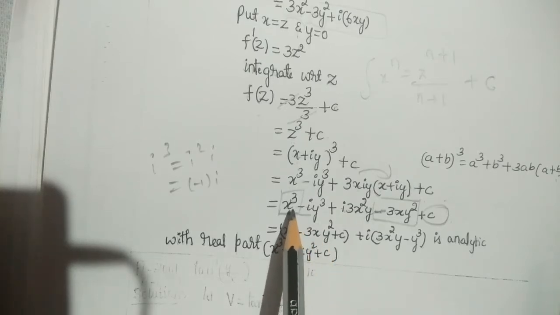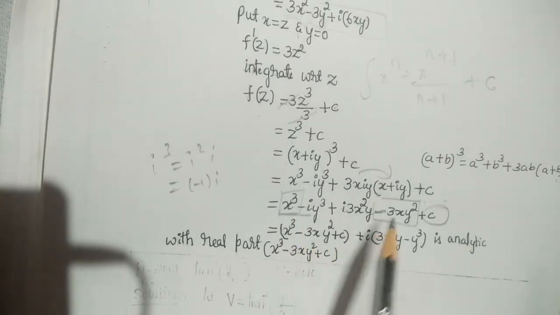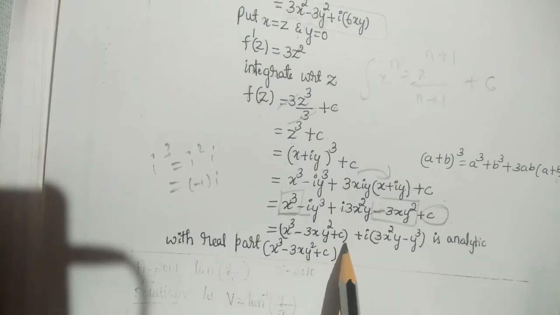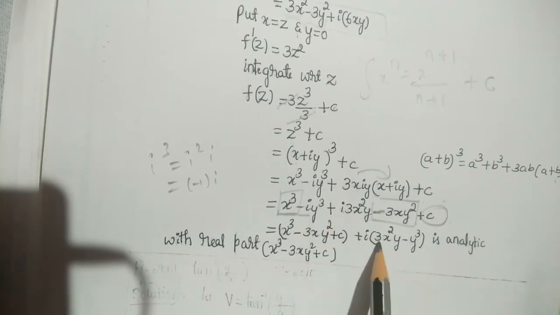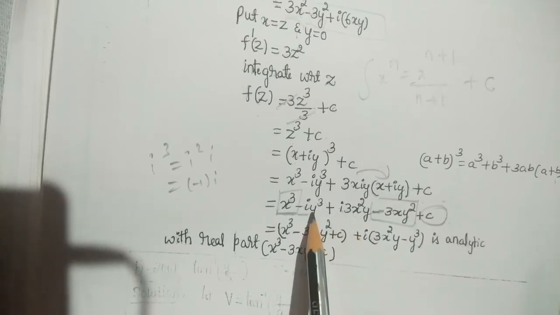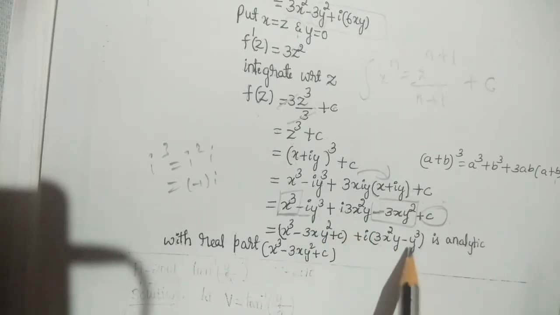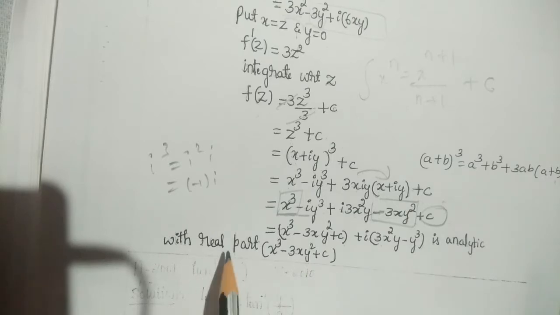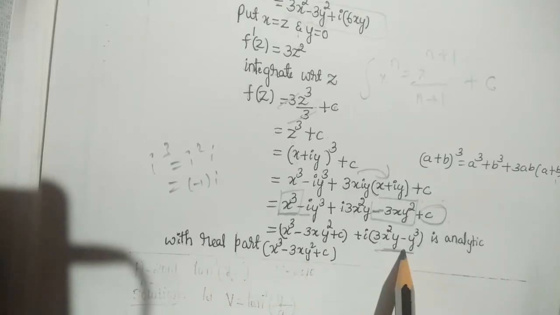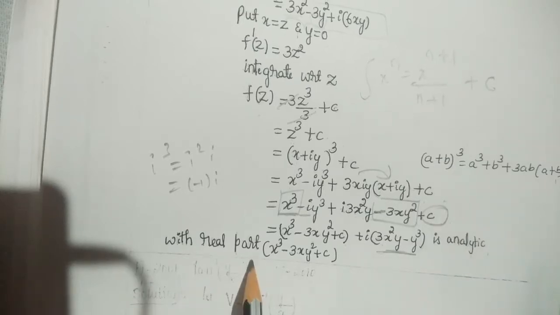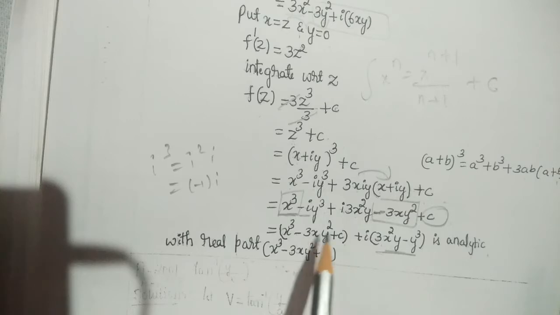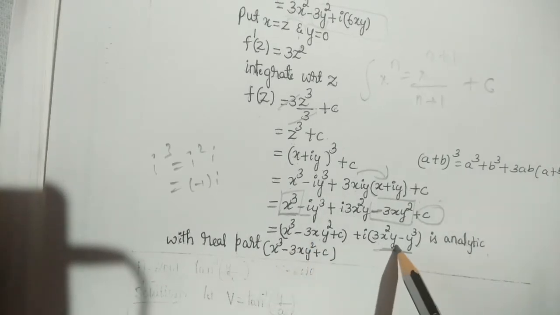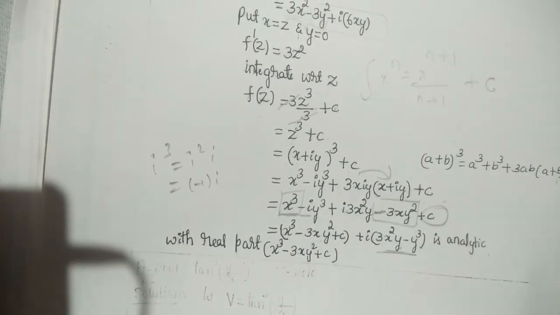So for that, consider within one bracket x cube minus 3xy square plus c, and the remaining in the other bracket, taking i common, plus i, what you get? 3x square y minus y cube. So this one is the given imaginary part. What do you get? So which is an analytic function with the real part x cube minus 3xy square plus c. Is it clear? So for this one, this is the harmonic conjugate, or you can say.